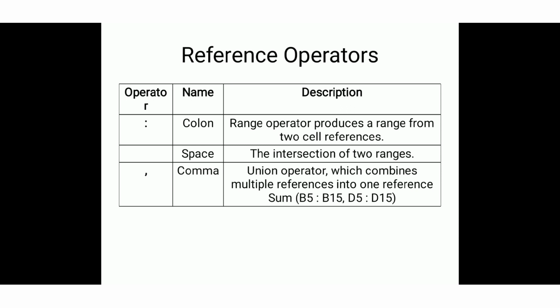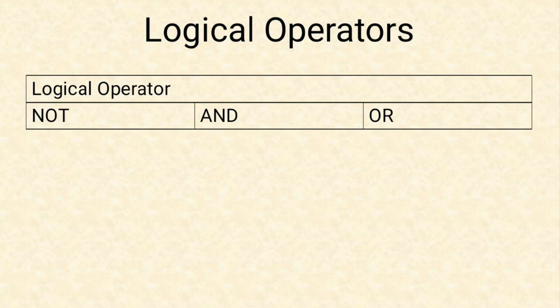Reference operators are those operators which help you to combine two or more ranges to create a joint reference. Mostly we have three types of reference operators: colon, space and comma. Logical operators are also used to compare values, but they help you to compare two or more relational expressions. These operators give you output in the form of true or false, like your comparison operators. We have three types of logical operators: not, and, or.